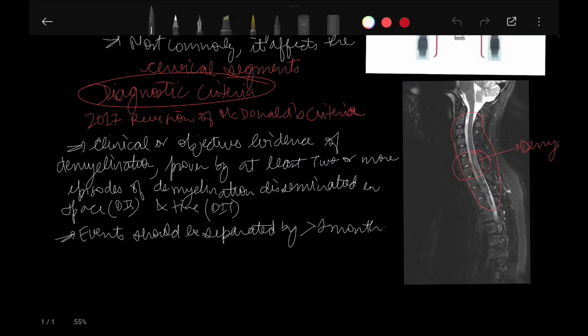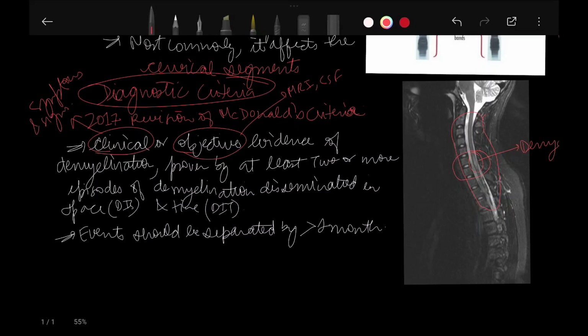Now, what is the meaning of this? Clinical means the evidence of demyelination can be made by the symptoms and signs of the patient. Okay. Clinical evidence of demyelination, such as cerebral symptoms, ataxia, nystagmus, palsy, pain, and all that we have studied earlier, and objective evidence, such as by MRI, CSF analysis, of demyelination.